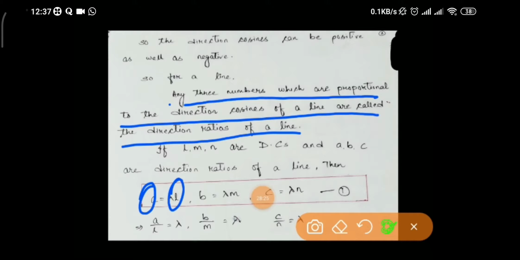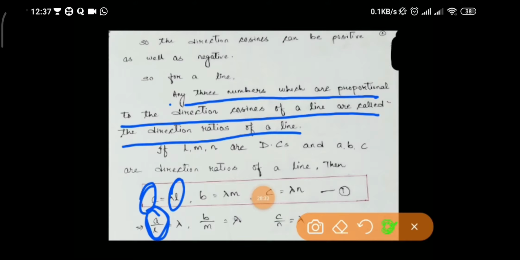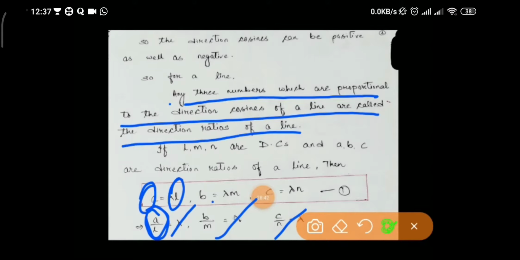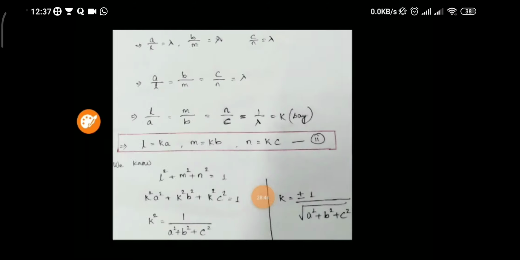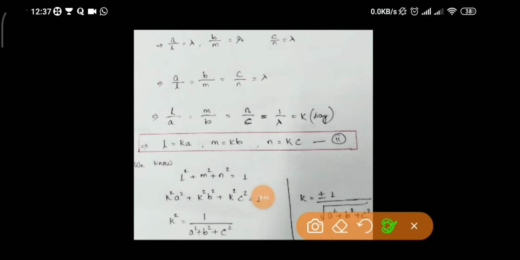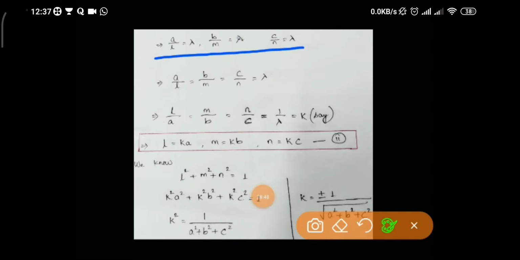Okay, so by that statement proportional, I can write that A and L are proportional, that I can write in ratios. Okay, so A by L is equal to lambda, B by M is equal to lambda, C by N is equal to lambda. This is from 1. Now once I have written this, all are equal to lambda. So I have written equal.